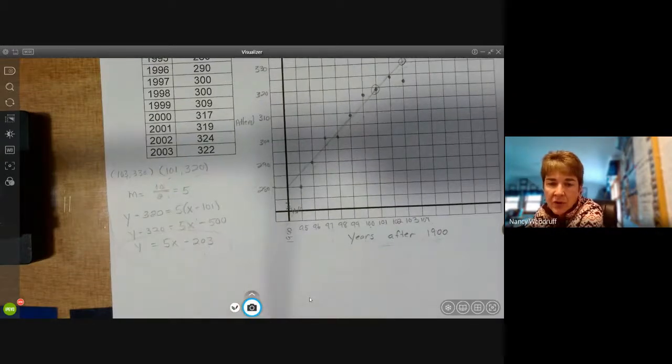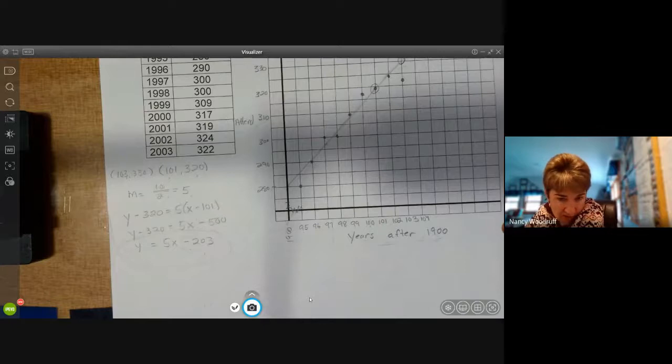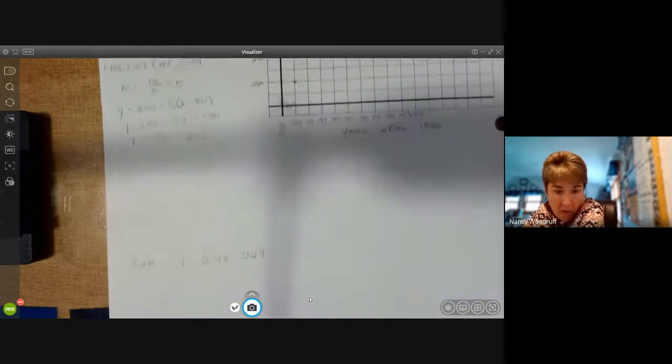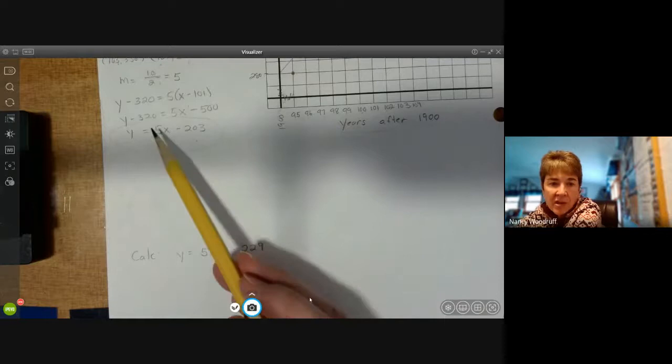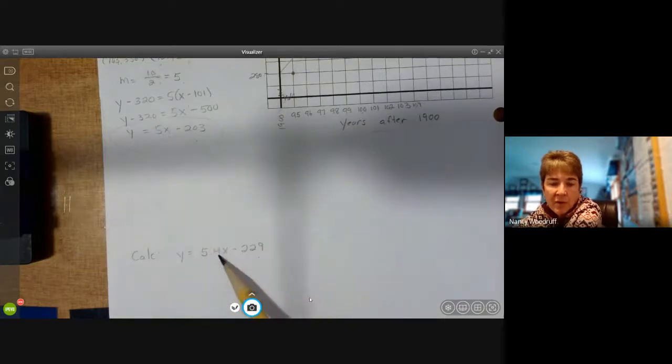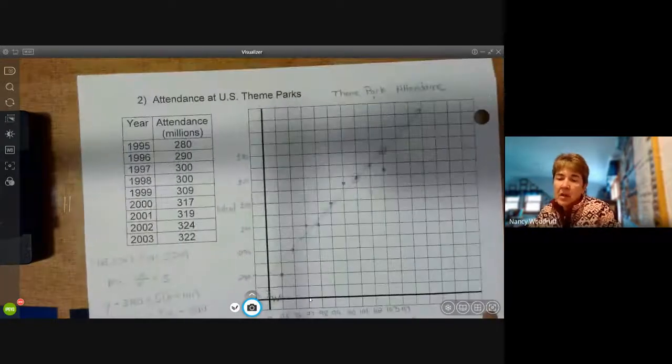How about if I show you what the calculator would do, and let's see if Mrs. Woodruff feels good about herself or not on this one. All right, so when I put the data in the calculator, which you'll be doing in a couple weeks, y equals 5.4x minus 229. My slope is only 0.4 off from the real deal. Y-intercept, not so bad. So that's the process.